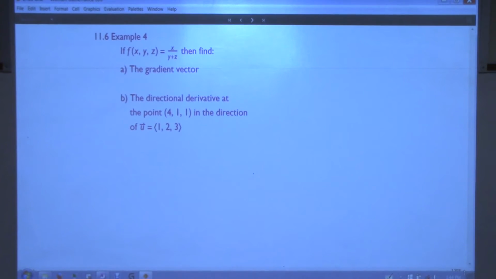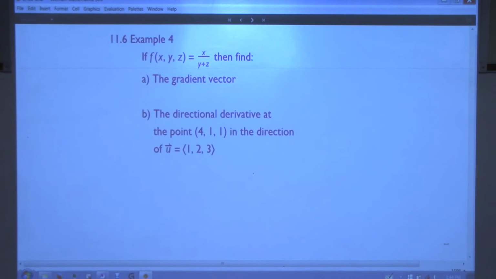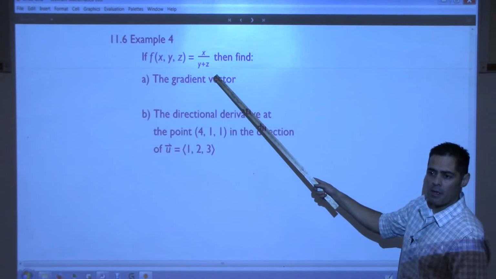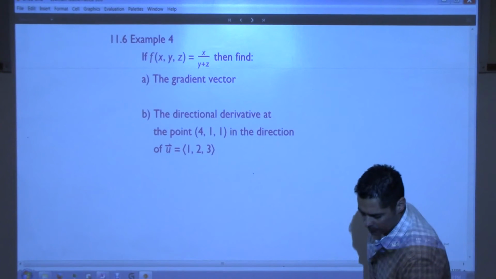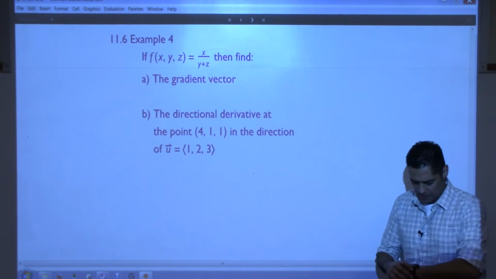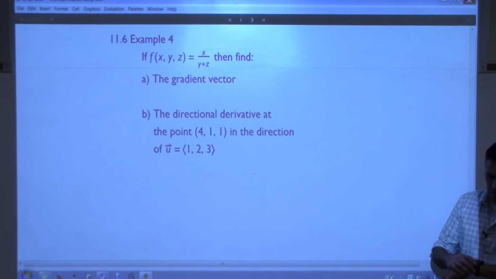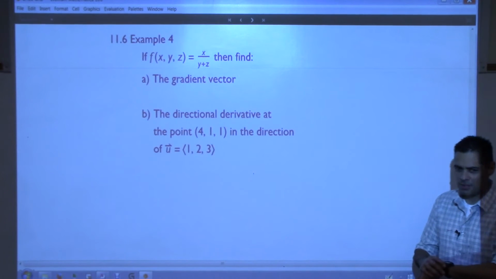So, that okay? Okay. Find the gradient vector. Then do the directional derivative at this point in that direction. Go ahead. I'll give you like 10 seconds? 10 minutes? 10 minutes.